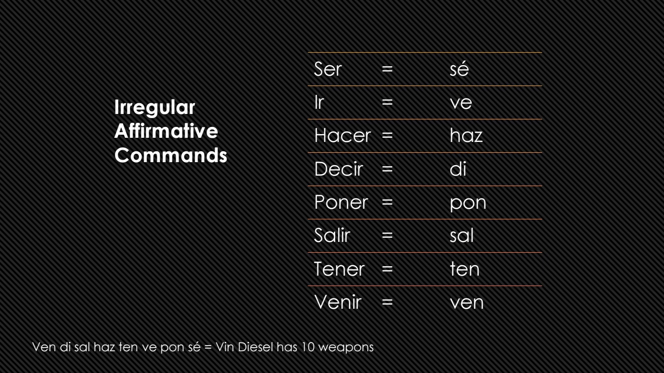And so it goes like this. This is at the bottom of the screen. Vendi sal haz ten, which sounds like Vin Diesel has 10 weapons, if you say that quickly enough. All right. So study these. Remember that when you are giving a command with one of these, if you want to tell someone in an informal way, for example, do your homework, you would say haz tu tarea, all right? Remember, if we wanted to tell them in a formal way to do that, we said haga su tarea, right? So these are your irregulars that you'll want to commit to memory.